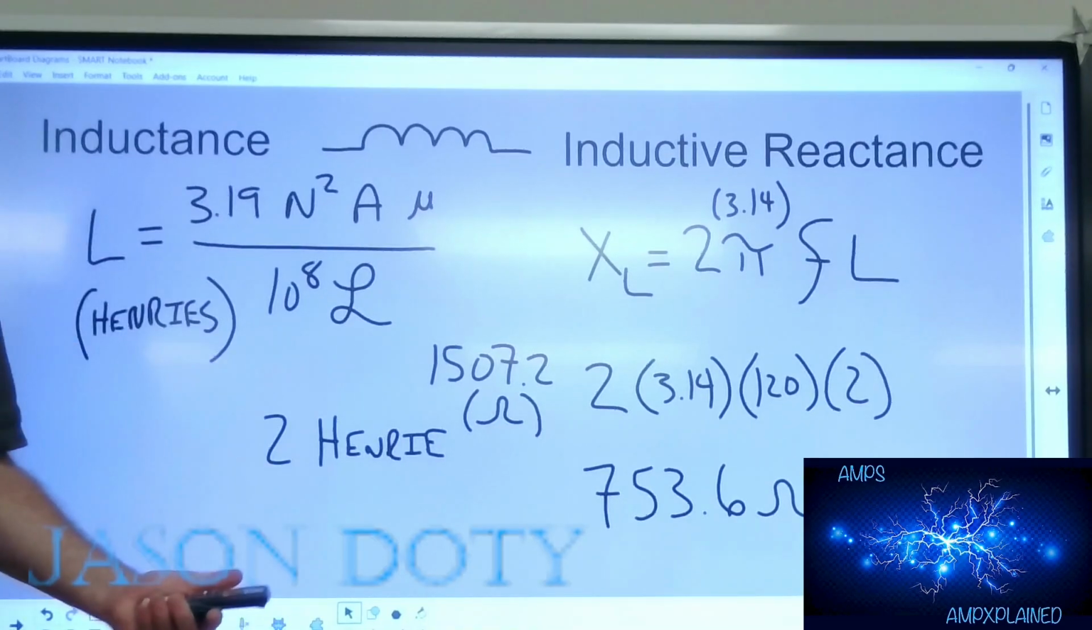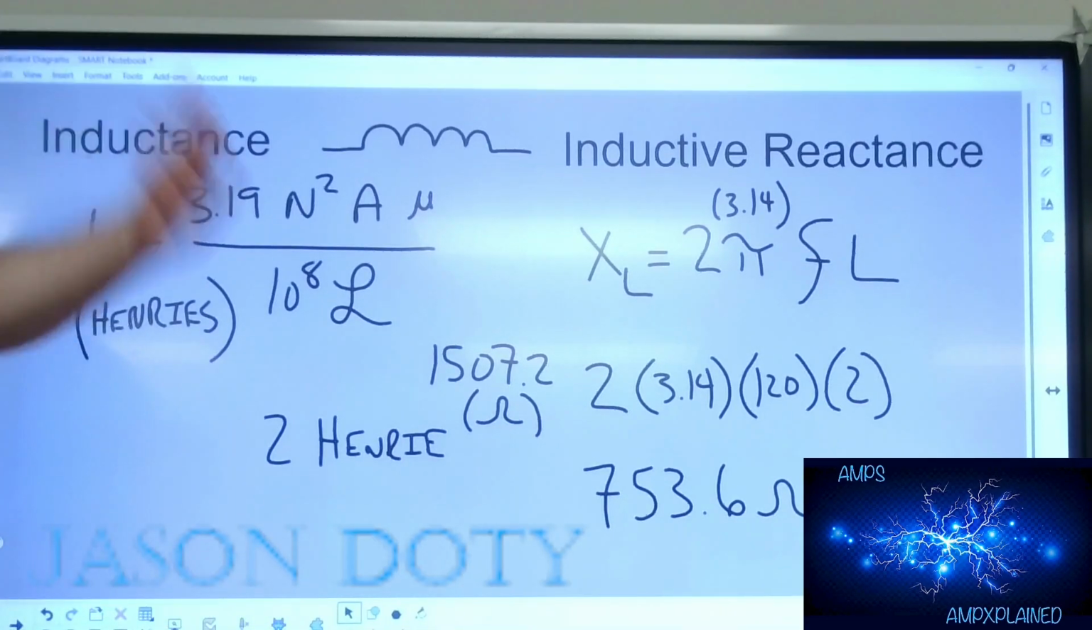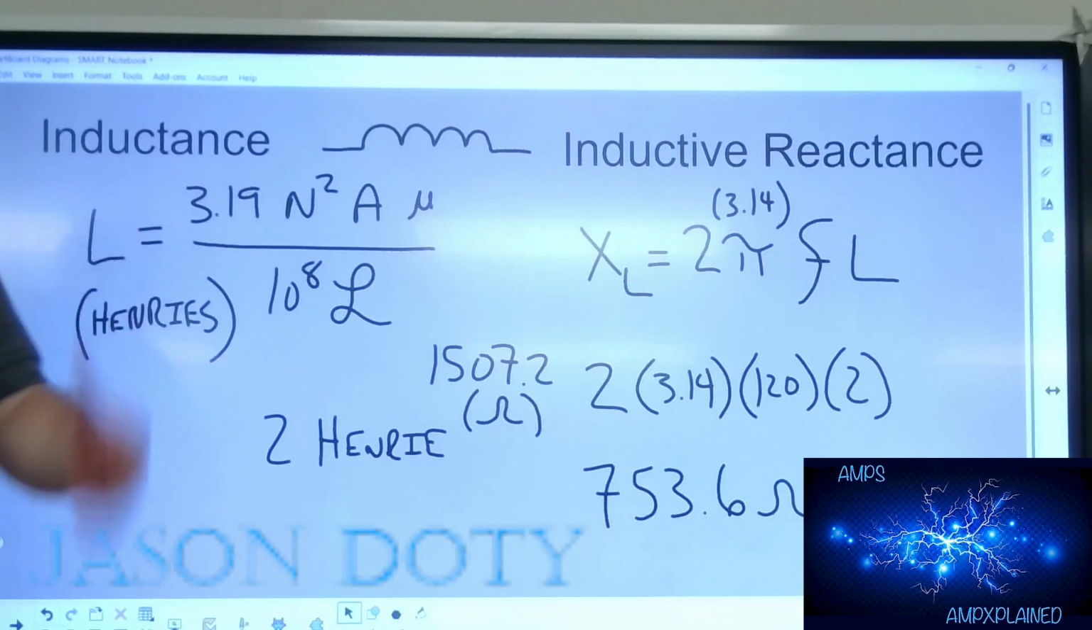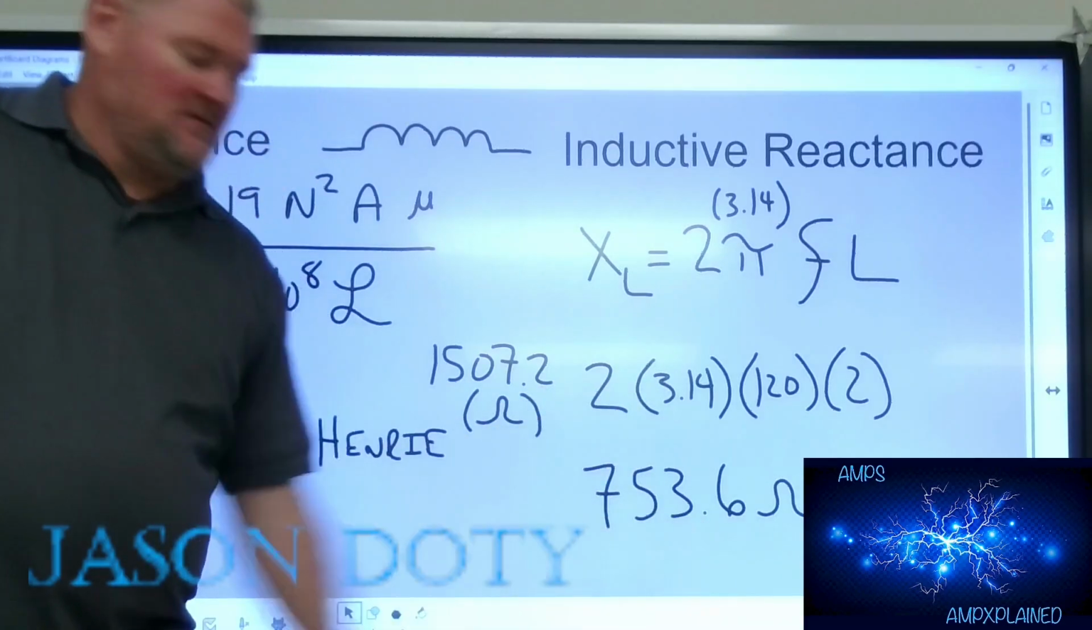Because now we can use that value, when we know an applied voltage, to figure out an applied current, to figure out total power, a multitude of our electrical calculations we remember from AC theory. Hopefully this little video will help you understand the difference between inductance and inductive reactance, why we have these formulas, what our variables mean, and how we're going to use them to really get to what we need, which is ohms.